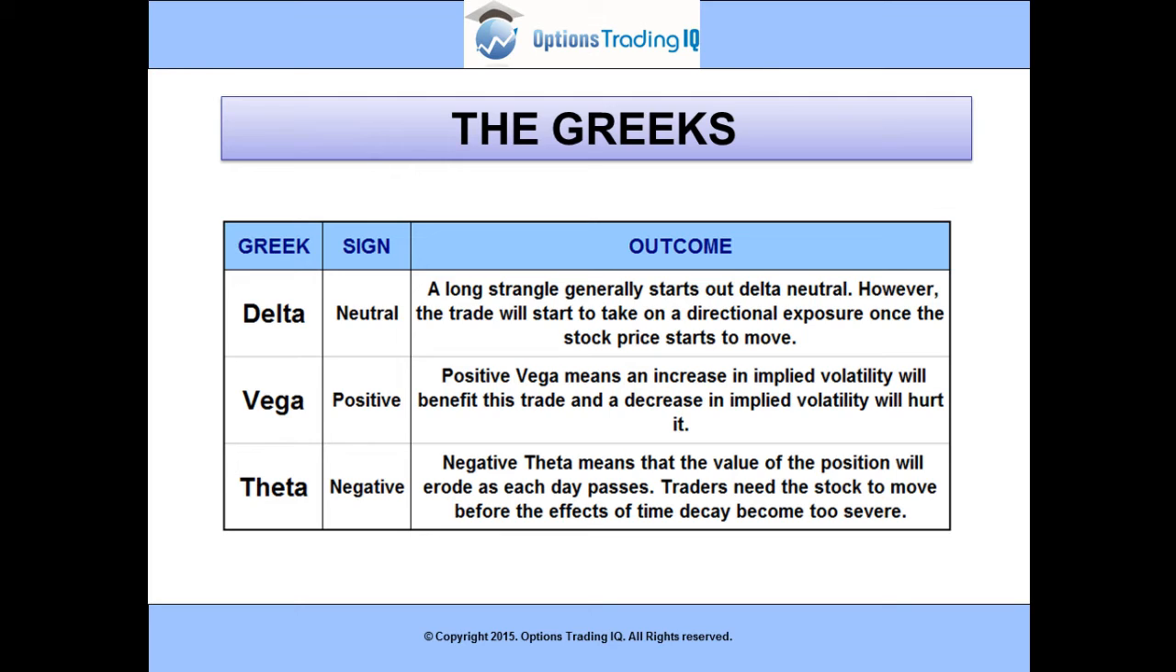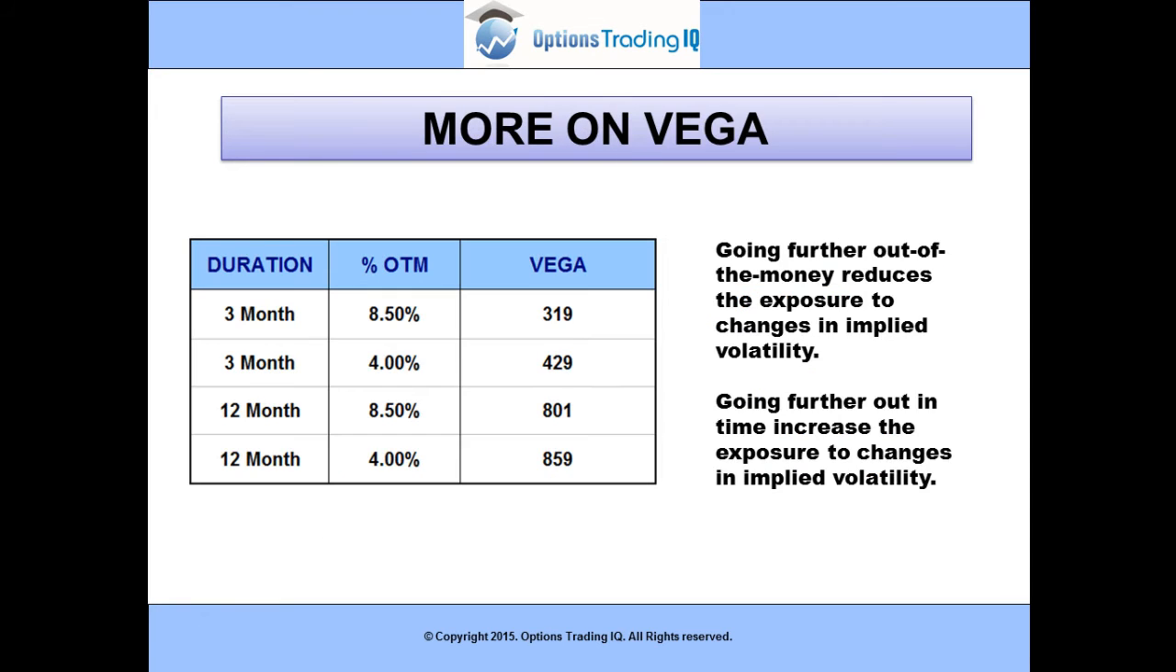THETA, or time decay as some people say, is negative. So negative theta means that the value of the position will erode as each day passes. Traders need the stock to move before the effects of time decay become too severe.